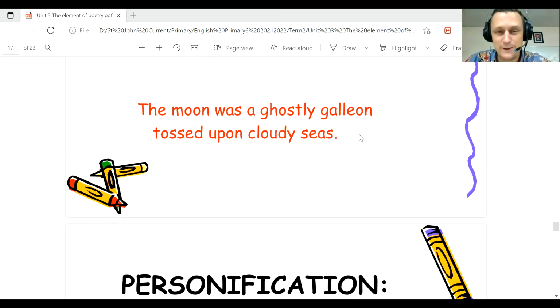It just sounds cool. The moon was a ghostly galleon. Of course, the moon is not the galleon. The moon is like a very big piece of rock flying in space, tossed upon cloudy seas. It's like being trapped forever to be the little companion of Earth, his big sister. It's kind of sad, actually.